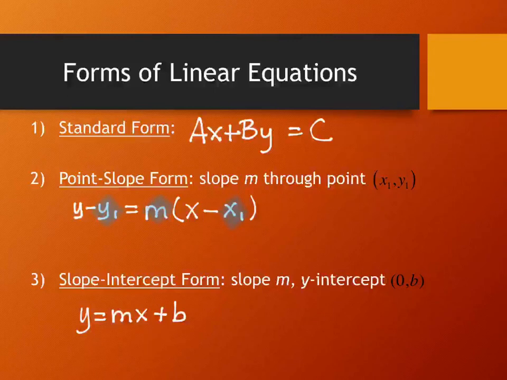It's friendly because you can see the slope, but you can see the slope on the other one, right? And it's friendly because you can see the y-intercept at the end. It's the b value. So if we're only given the numbers and not the actual coordinates, if we're trying to find the coordinates, would you say point slope form is probably the best one to use?